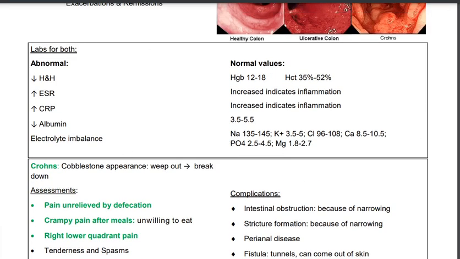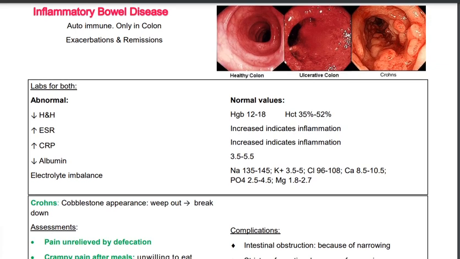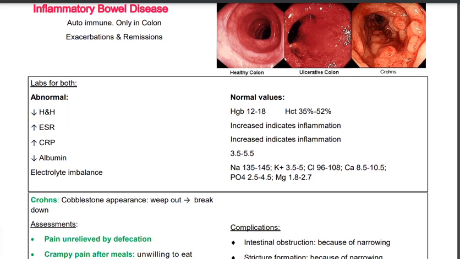Know your labs, okay? I know labs were going to be really important, but no, they're going to bleed on these, right? And don't get it confused like I did. Inflammatory bowel disease is different than irritable bowel, right?